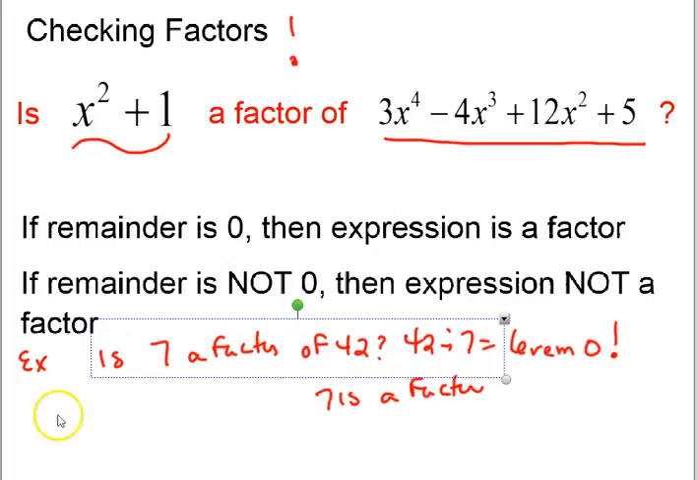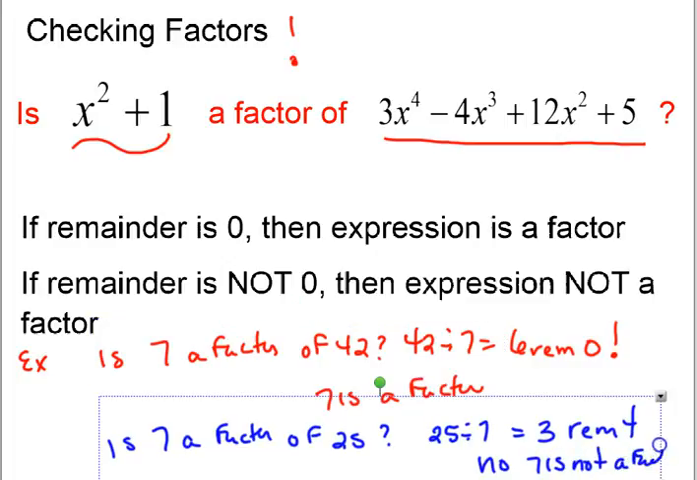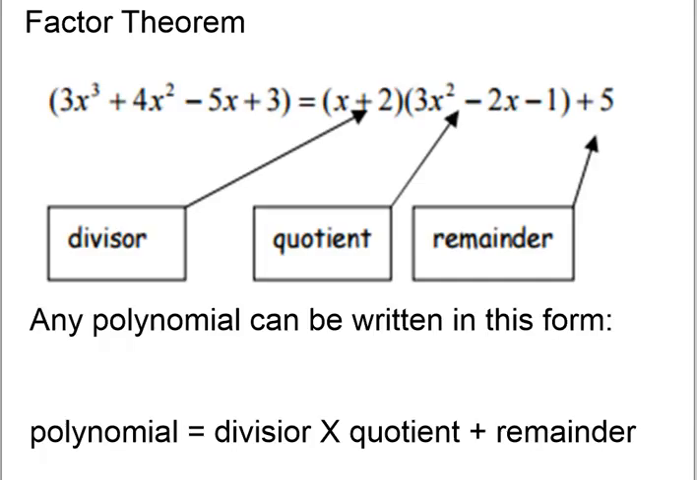But how about one that isn't? Is 7 a factor of 25? Well, 25 divided by 7 is the number 3, remainder 4. So no, 7 is not a factor of 25. Does that make sense? Okay, so if my remainder is 0, the expression is a factor. If my remainder is not 0, it's not a factor. What's this going to look like?